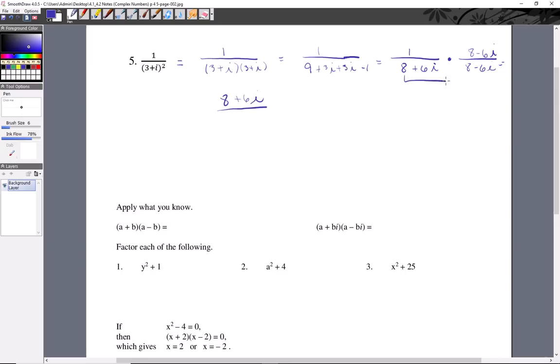In the denominator, that will be 8 times 8 is 64, and this will be minus 36i squared, which is plus 36. All right, and if we put it all together, that looks like 8 plus 6i over 100. Do you notice that everything here, the 8, the 6, and the 100, is divisible by 2? So you can take a 2 out. Just reduce, reduce, reduce. And I'll get 4 plus 3i over 50.